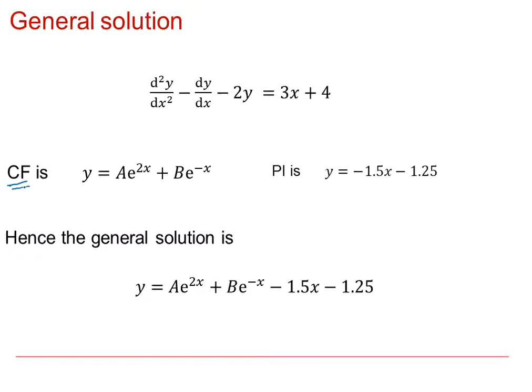So we've got the complementary function, which is the solution to the homogeneous case. We've got this extra top-up particular integral, which is a solution to the non-homogeneous case, and together the complementary function plus the particular integral will give the general solution to the non-homogeneous differential equation. Notice we still have two constants, A and B.